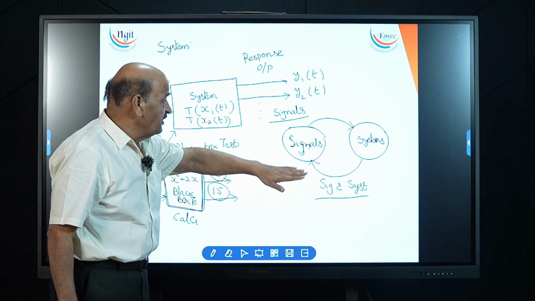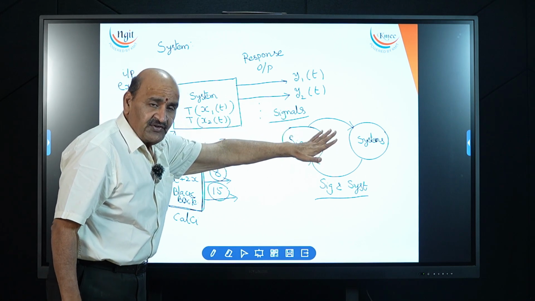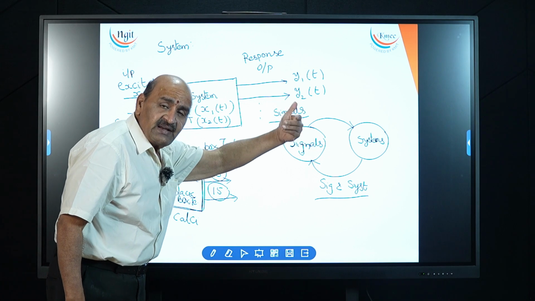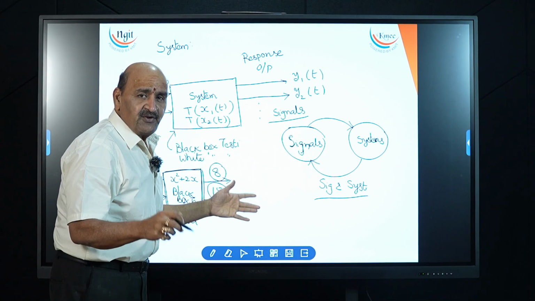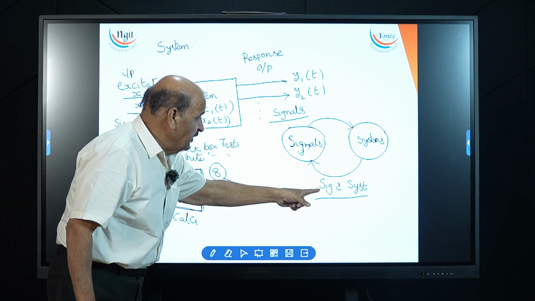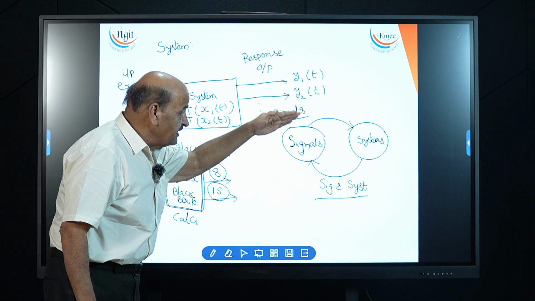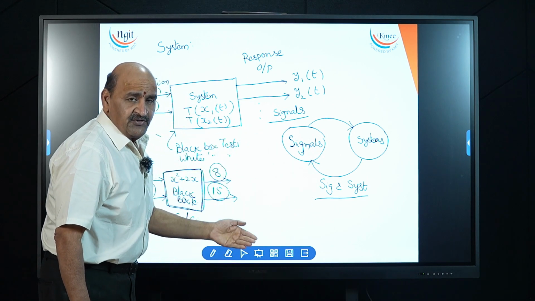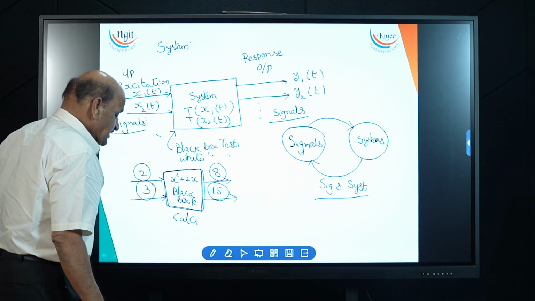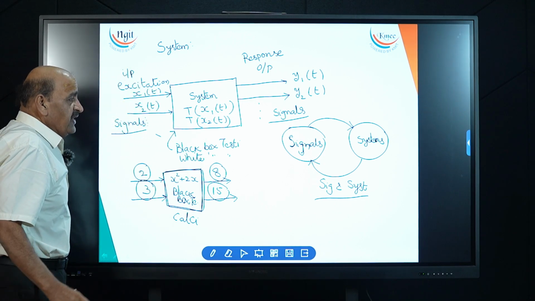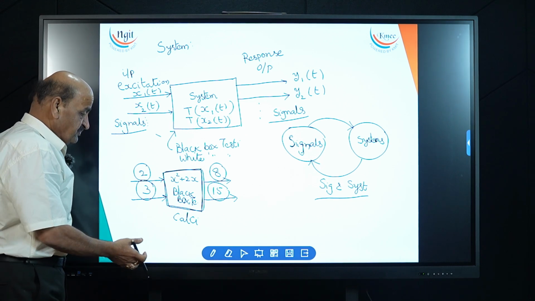Again I am telling you, without signals no system works. Without systems, no signal is meaningful. There is no meaning to a signal. That's why we are going to combine the concepts of signals and systems this semester. Now this is the concept of systems. Now we are going to discuss the various kinds of systems existing as far as our syllabus is concerned.